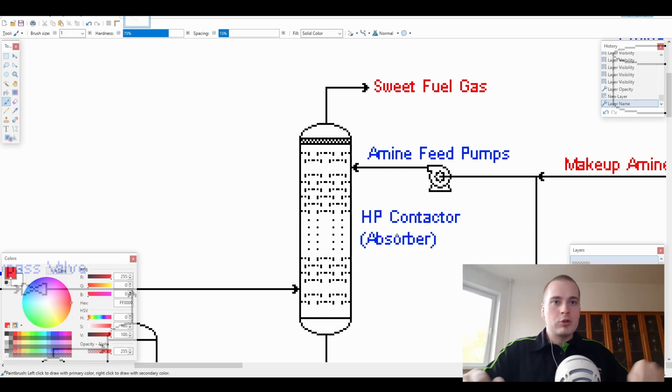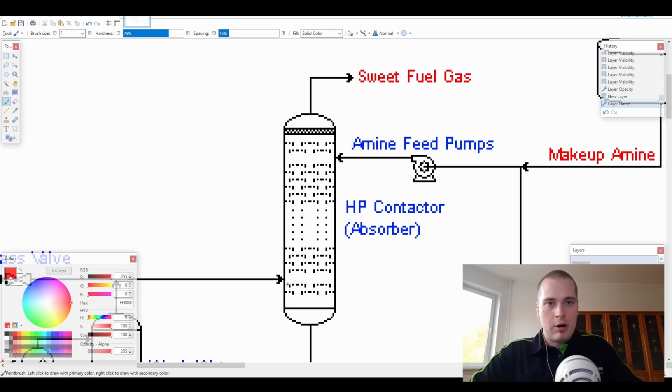So let's talk about some more terminology here. What is lean amine? Lean amine is basically amine that hasn't absorbed any hydrogen sulfide yet, and rich amine is the amine that has absorbed hydrogen sulfide. This absorption reaction actually produces heat because it's an exothermic reaction.